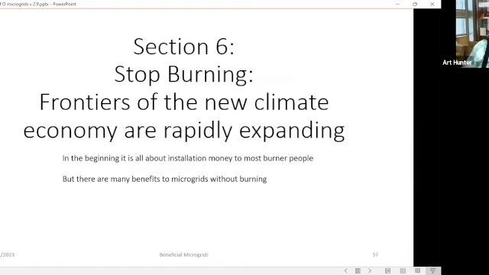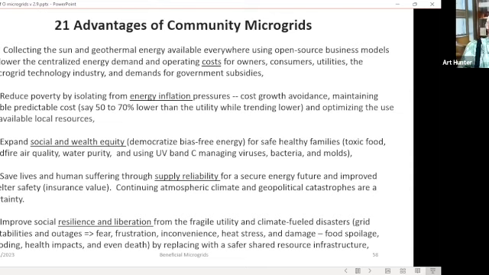This is the area where I say, okay, just stop burning, because this is the frontier of the new climate economy, and these are rapidly expanding. Most people look at a microgrid as all about money, and how they can save money. But I'm going to show you there are many benefits to microgrids which are not finance. They're in fact social.